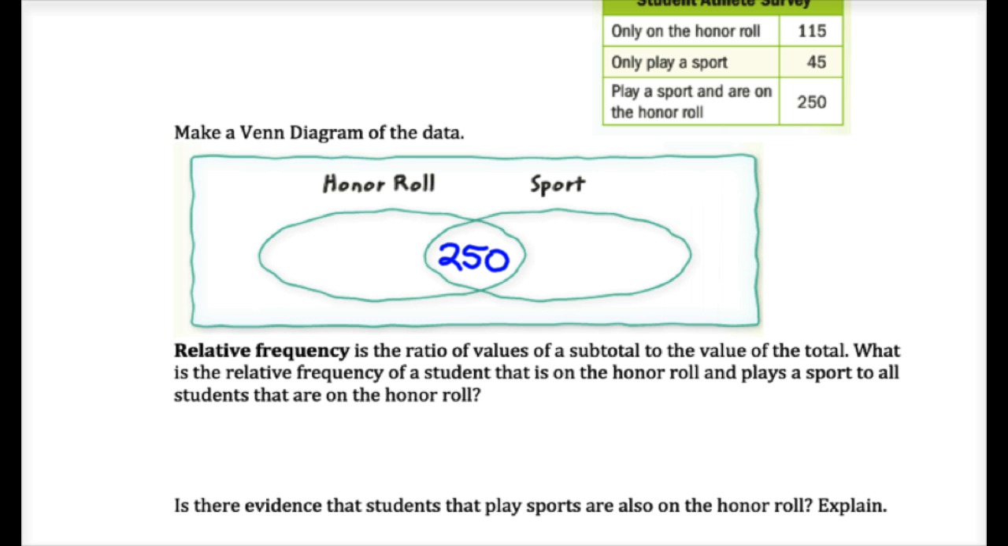Can anybody put another number somewhere? Oh, I can. What else do you know? Put 45 on the sport. We're at the sport area. In the middle, the whole thing, just to the right. Just to the right. Correct. 45 kids, guys, are right here because they only play a sport. They're not part of the honor roll, so we're not going to put them in that circle. Using that same philosophy, guys, where does the 115 go? On the left. Right, left.